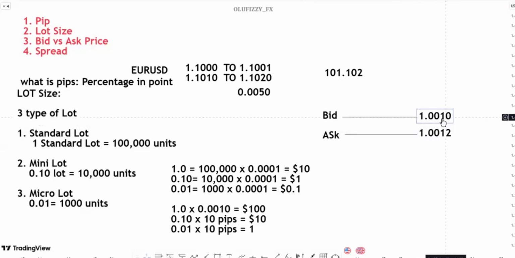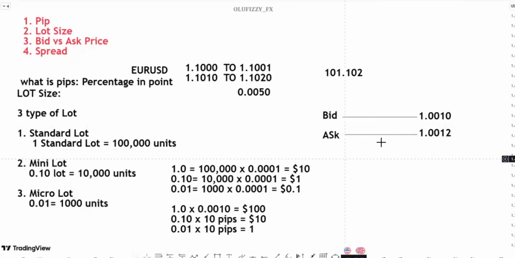That is 2 pips. So if you open a buy position, they will open it for you at this bid price. And if you open a sell position, they will open it for you at this ask price. So that means the bid price is the price a trader is willing to buy, while the ask price is the price that a trader is willing to sell.